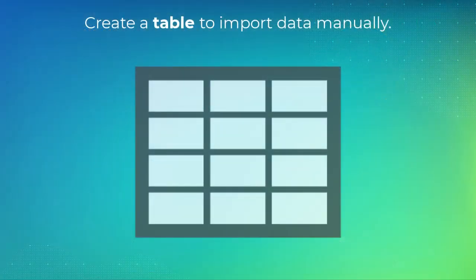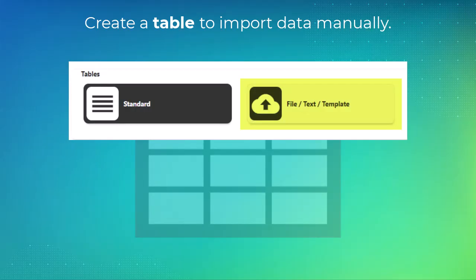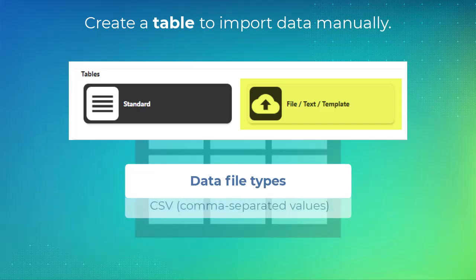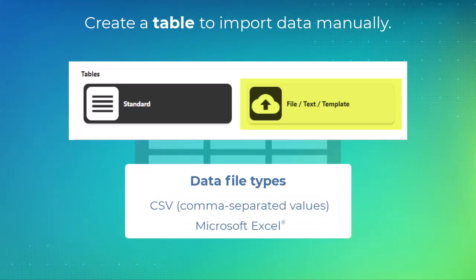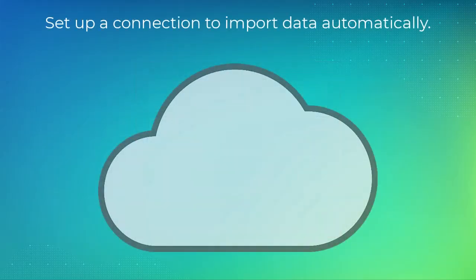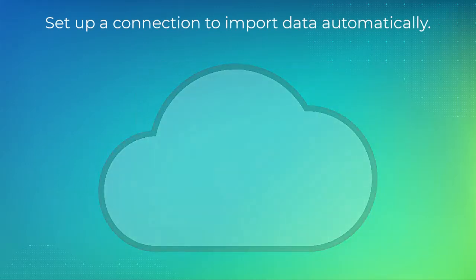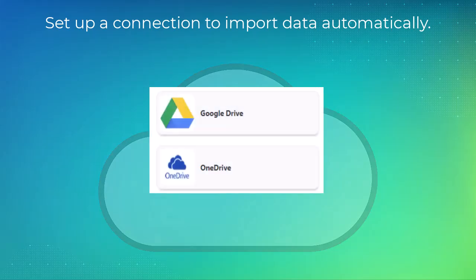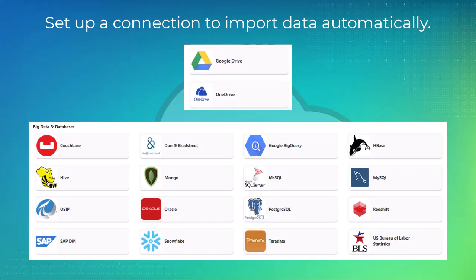The first step in monitoring and analyzing your data is to import it into a table. To create a table in Connect, you can import several different types of files, including CSV and Excel files. You can also automatically import your data by setting up a connection. Choose from a variety of cloud repository connections, such as Google Drive and OneDrive, and database connections.